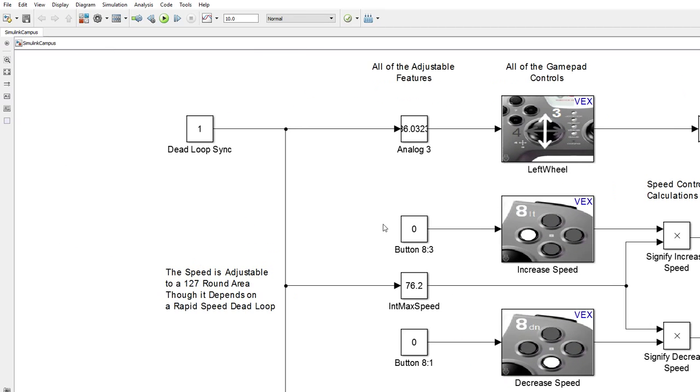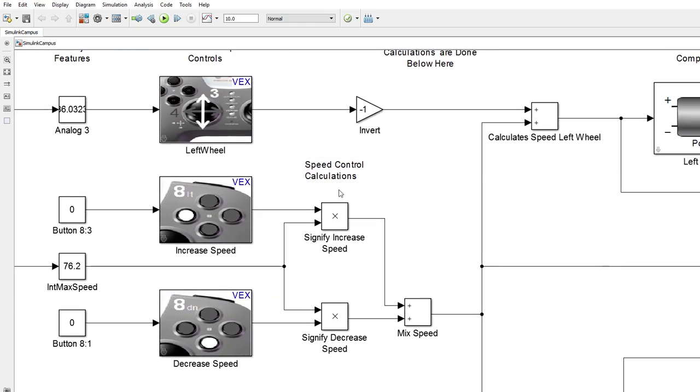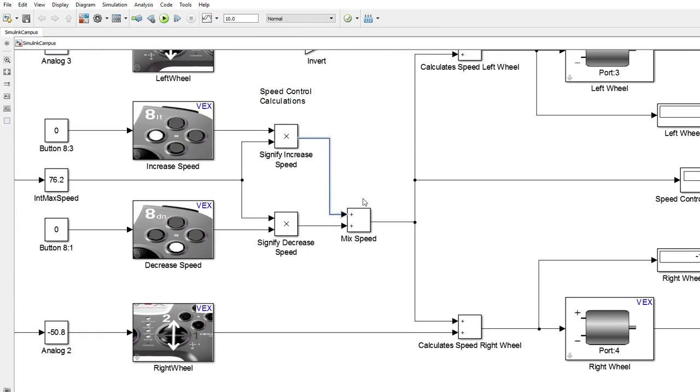The first column is for any adjustable items such as digital inputs or analog inputs. The next column contains all the buttons and analog sticks that are used with its channel and function. The third is where most of the math and calculations are completed.